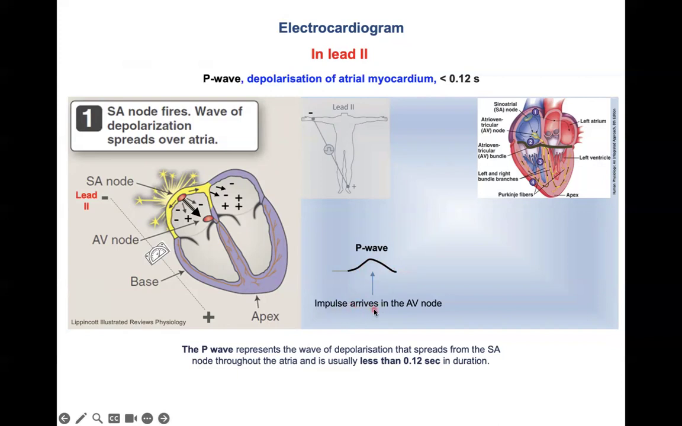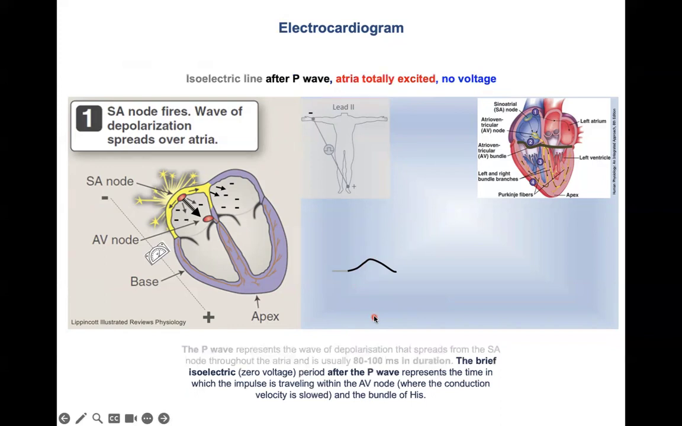At this point in time, remember, the signal has already arrived at the AV node, indicated by this arrow. Here I've got some numbers that are very helpful to understand, but I'll discuss them with different pathologies in a separate video. The P wave takes less than 0.12 seconds. Now comes the brief isoelectric line or zero potential after the P wave. Here. At this point, the atria are fully excited.